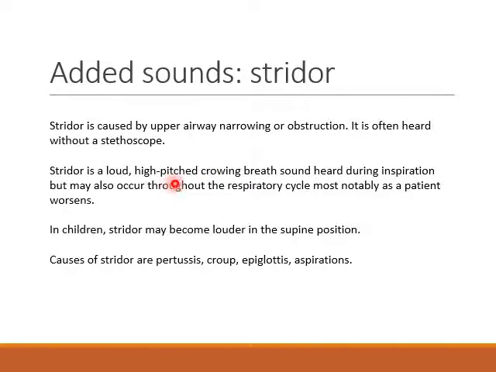It is a loud, high-pitched, crowing breath sound, heard during inspiration, but may also occur throughout the respiratory cycle as the patient worsens. Stridor in children becomes louder in the supine position. Causes may be pertussis infection, croup, epiglottitis, or aspiration obstructing the larynx. And it is an emergency. If you're dealing with such a case in a child, you may give him a chance of nebulization with adrenaline. If no improvement, he should be referred for tracheostomy.